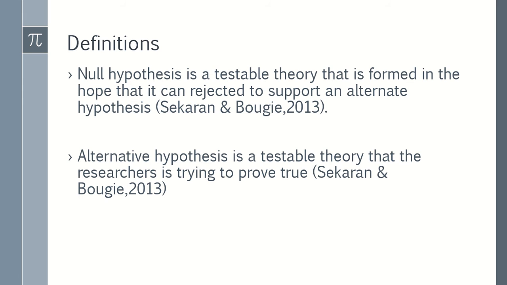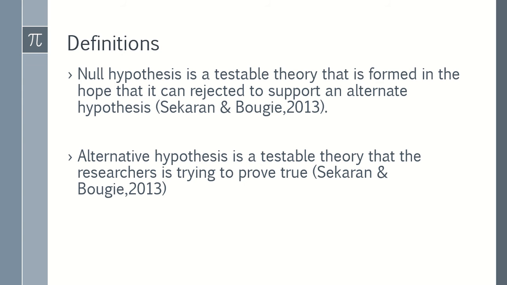In terms of definitions, there are two main important definitions. First is, what is a null hypothesis? A null hypothesis is a testable theory that is formed in the hope that it can be rejected to support an alternate hypothesis. A null hypothesis is presumed true until statistical evidence proves that it's false. Usually, it is expressed in terms of there being no relationship between the variables or no relationship between changes seen in the sample and the population.